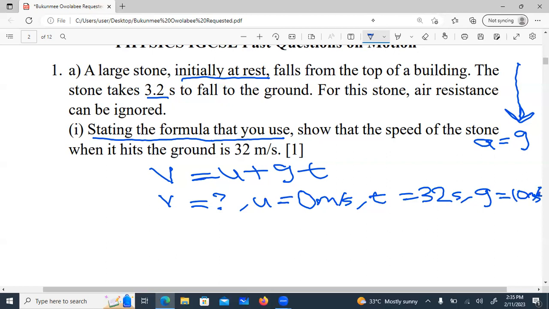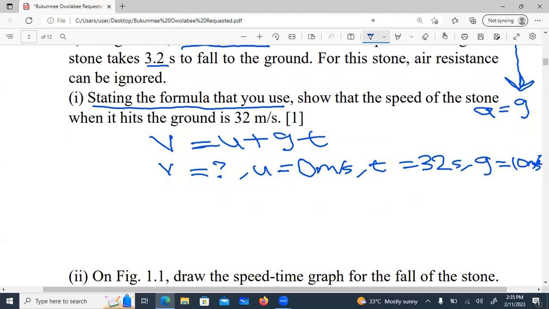Now let's substitute those values into the equation for the final velocity. Okay, good. For the final velocity or final speed, you have to show that the speed of the stone when it hits the ground is 32 meters per second. So what's the speed? Our final speed V equals U, which is 0. You know this equation we are using, U plus GT. Our U is 0, right? Good.